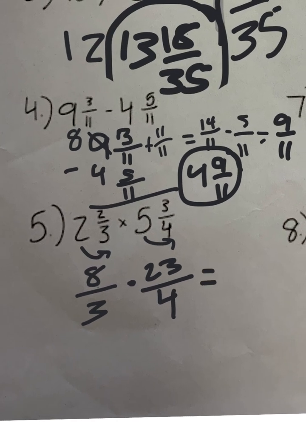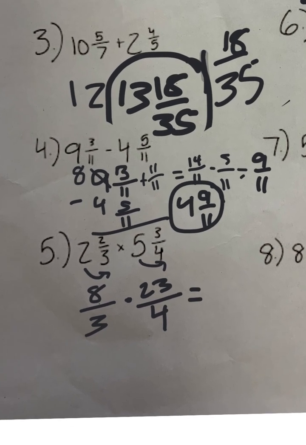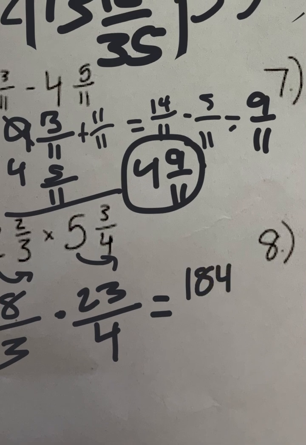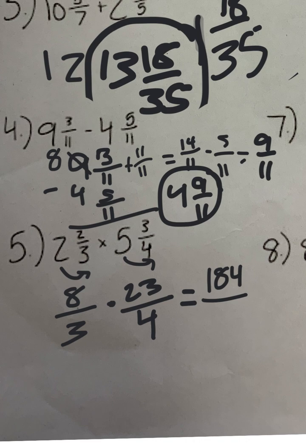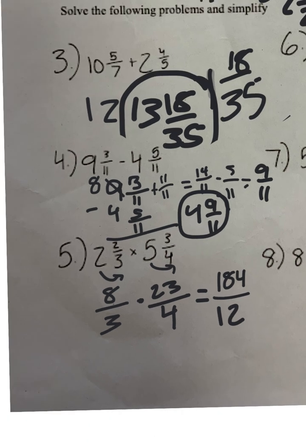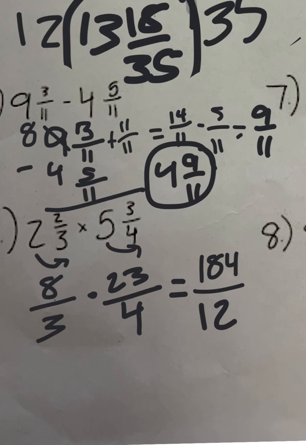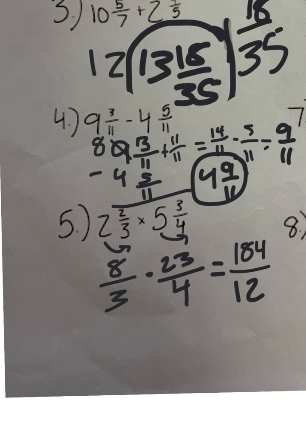And so now it is a multiplication problem where we can do top times top and bottom times bottom. So 23 times 8 is 184, and then 3 times 4 is 12. So now we have to simplify, and it is an improper fraction, so we have to turn it into a mixed number.